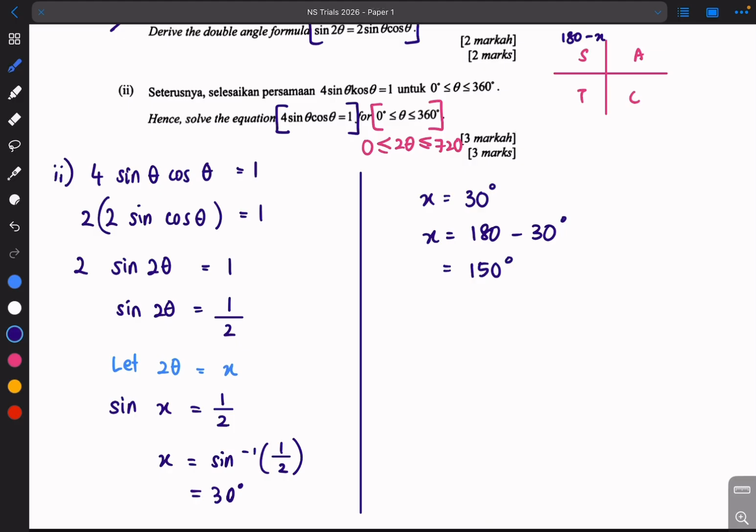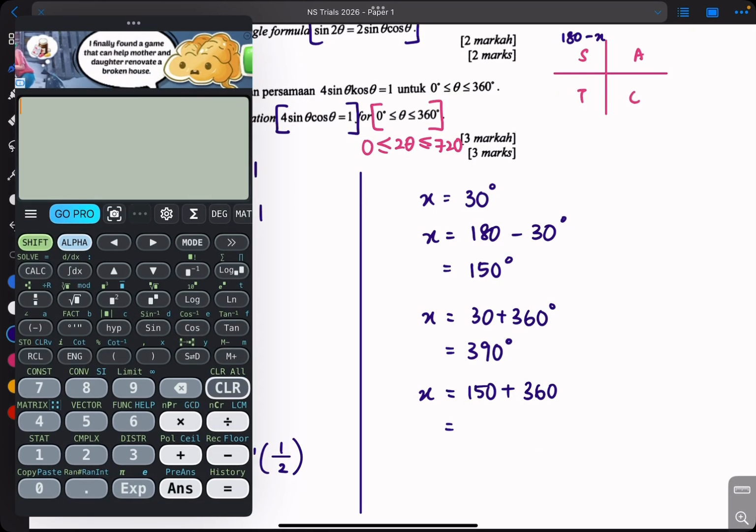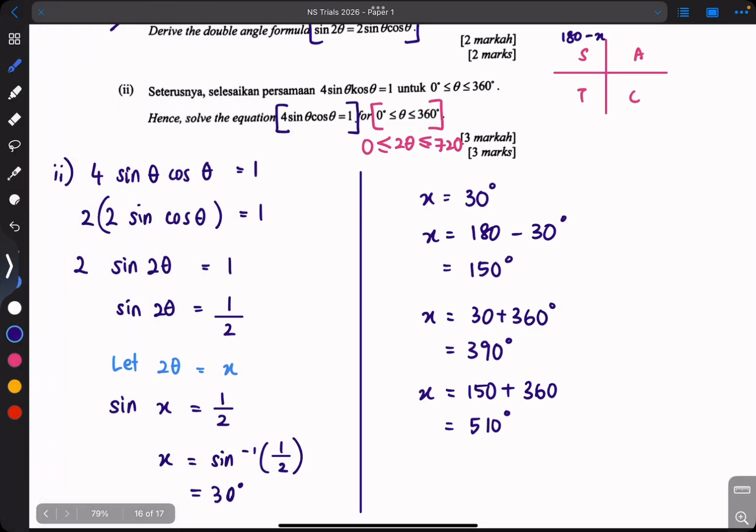Okay. So this is the first round. We got 30 and 150. You want to do the second round? Each answer just plus 360. So another 2 values of x would be 30 plus 360, which is 390. And another value of x would be 150 plus 360, which is 510 degrees. So our x has 4 values.